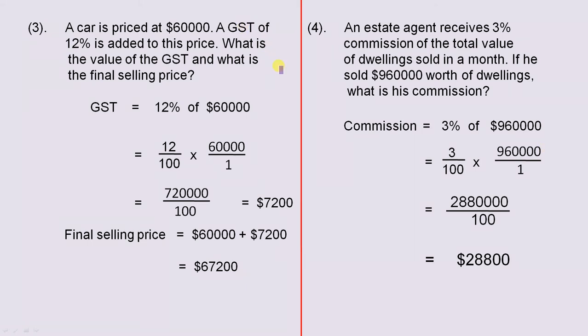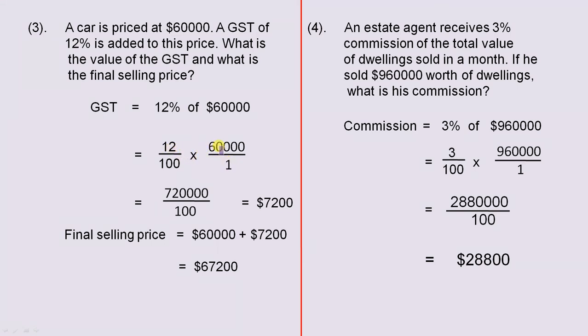A car is priced at $60,000. A GST of 12% is added to this price. What is the value of the GST and what is the final selling price? So the GST will be 12% of 60,000. 12 over 100 times 60,000 over 1.